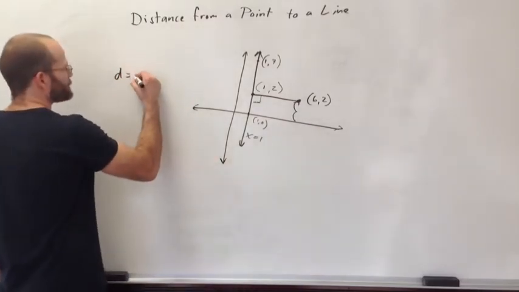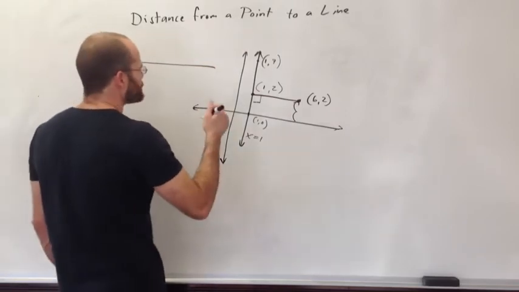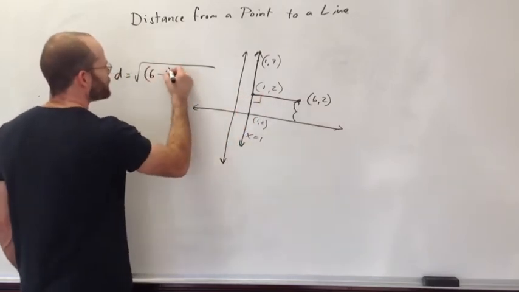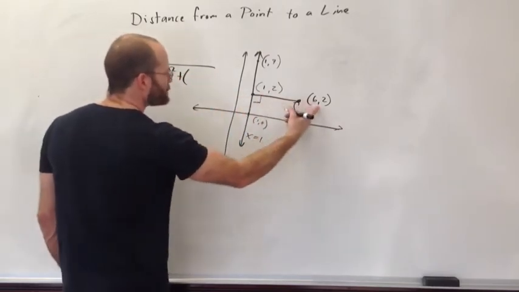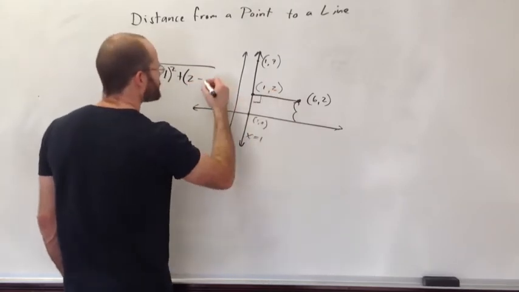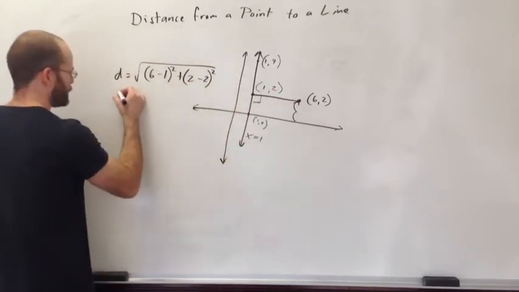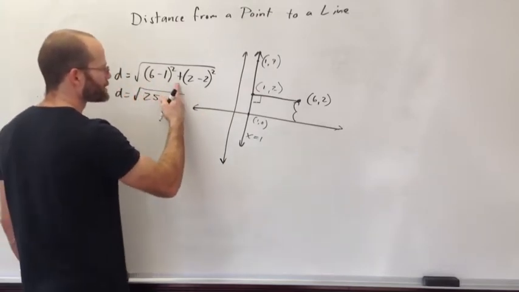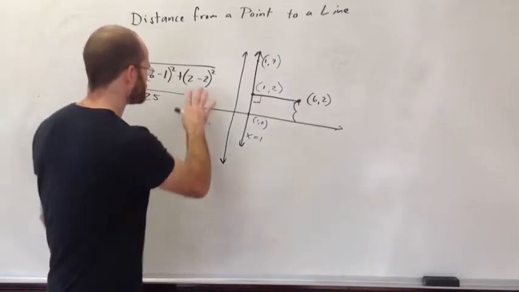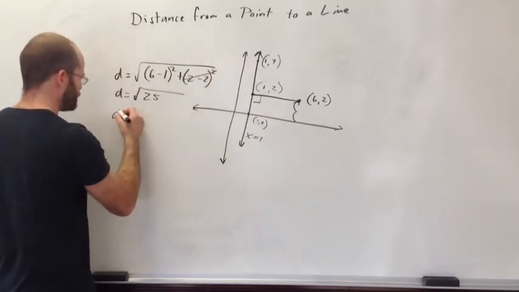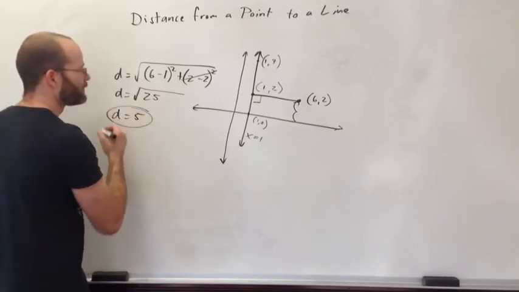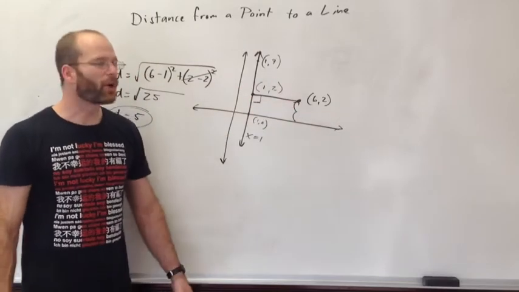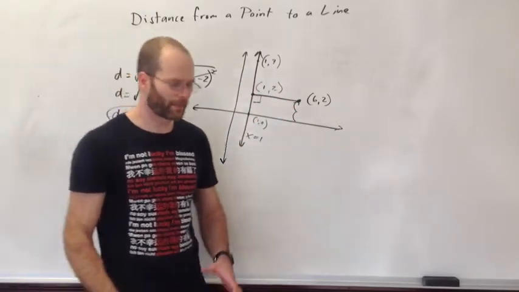We know that d is equal to the square root of x2, in this case, we'll say 6, minus x1, which is 1, squared, plus y2, which is 2, minus y1, which is 2, squared. So d equals the square root of 5 squared, which is 25, plus 2 minus 2, which is 0, squared is still 0, so this goes away. Square root of 25, d equals 5 units. So the distance from this point to this line is 5 units. Always, again, always measured on that shortest perpendicular segment.